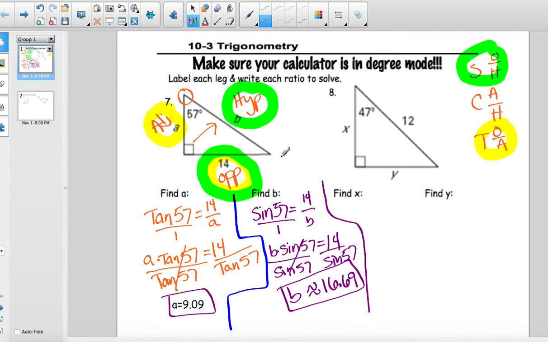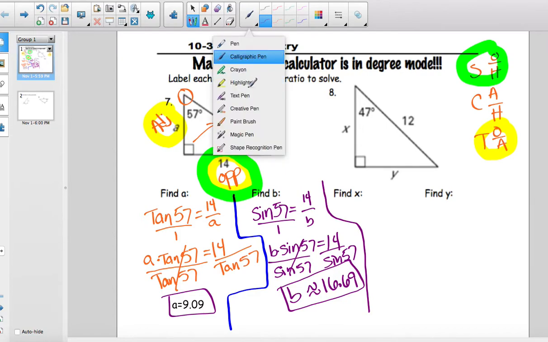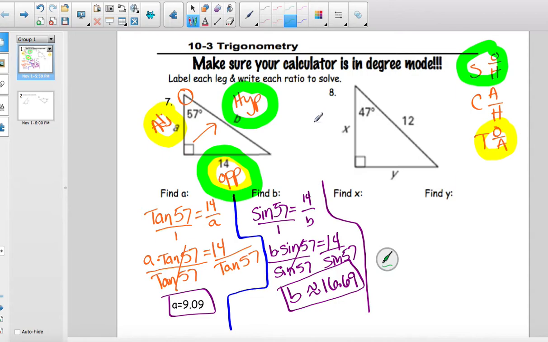So on number 8, we didn't do anything to it yet, so we've got to start by labeling. Find the angle you're using. It's right here, angle 47. Label your triangle based on that angle. Across from the 47 is the opposite side. Then we have across from the 90 is the hypotenuse. And then the other side that touches the angle here, it's the adjacent side for labeling that.